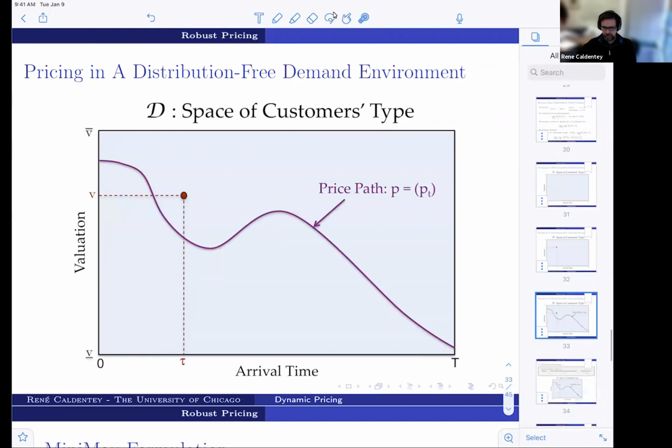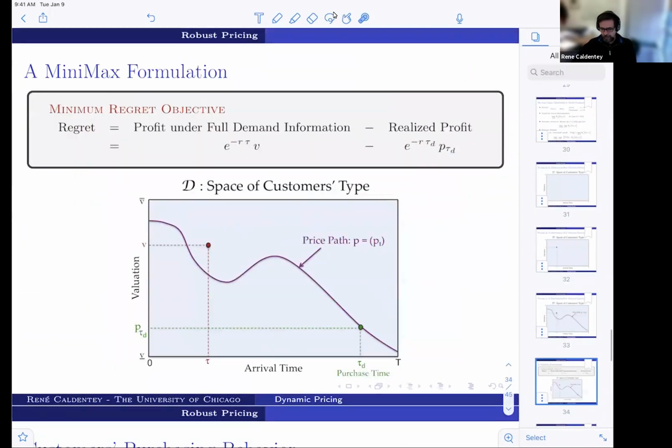Well, that customer will potentially buy, because the customer is strategic, at this time tau in the future, and will pay this price P of this tau D, right? Now, if this is what happened with this customer, then what's going to be my regret? So the regret is going to be V, which is how much I could have extracted from that customer.